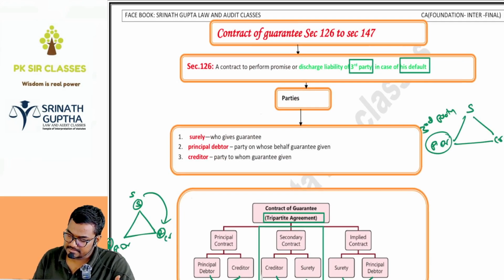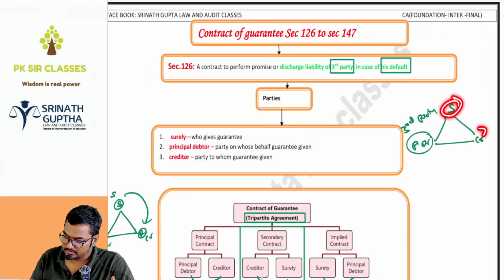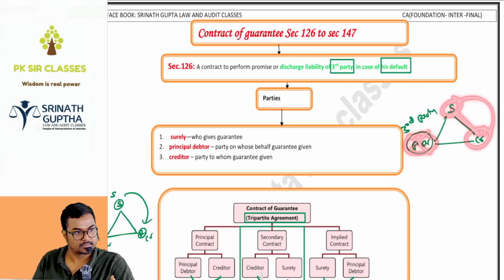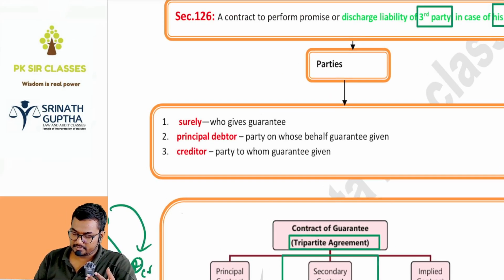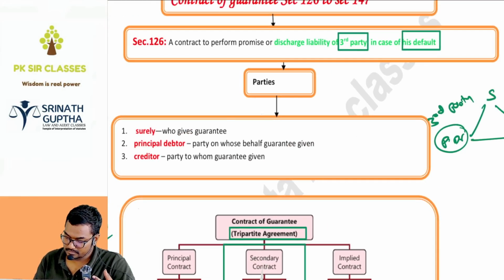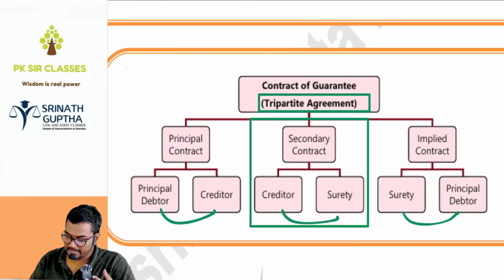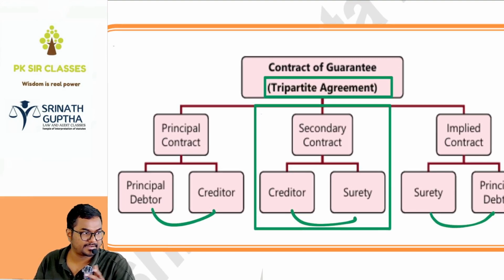So it is a contract to perform and discharge the liability of a third party in case of the third party's default. Who said it? Surety. To whom? Creditor. Who is the third party? Principal debtor. If he is unable to pay, I will pay it to you. It is an agreement between these two people. Here, three parties will be there. Surety, who is giving the guarantee. Principal debtor, on whose behalf the guarantee is given. Creditor, to whom the guarantee is given. Surety, principal debtor, and creditor. It is a three-party agreement.